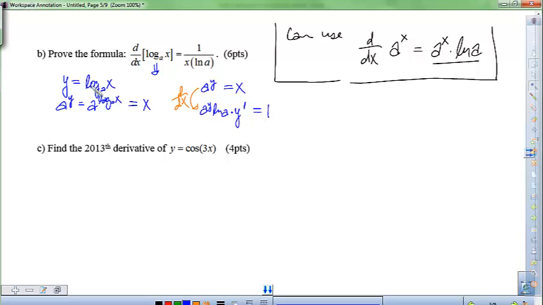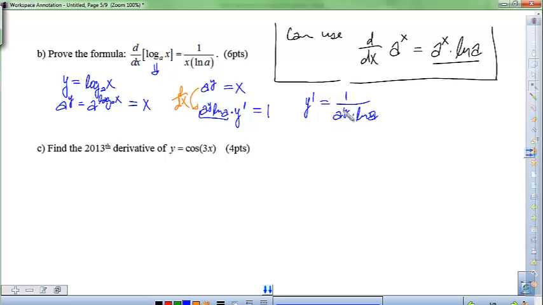And so we're going to solve for y prime. Y prime is what we're solving for. Y prime is equal to 1 divided by a to the y times ln a, if we divide through by this thing.